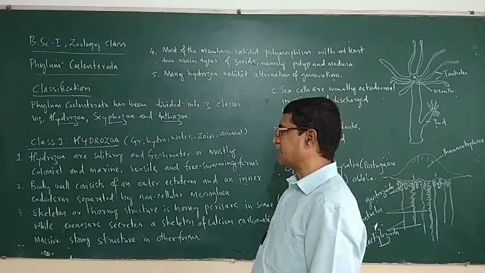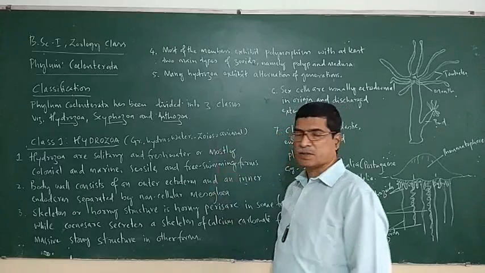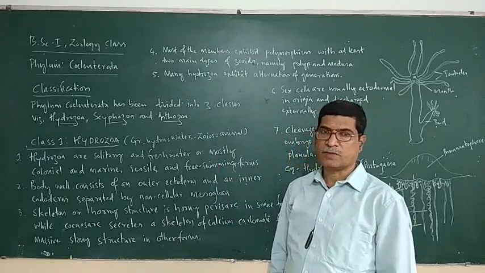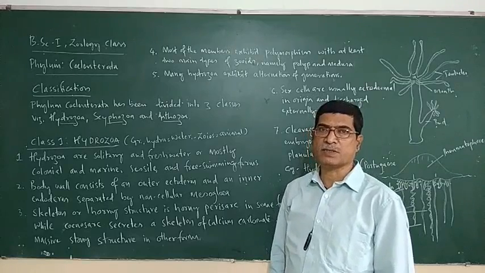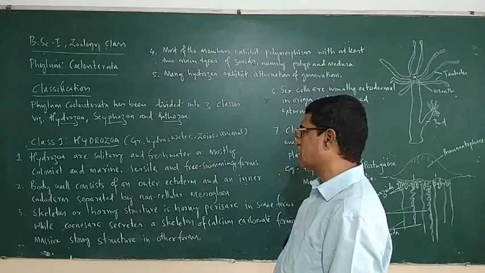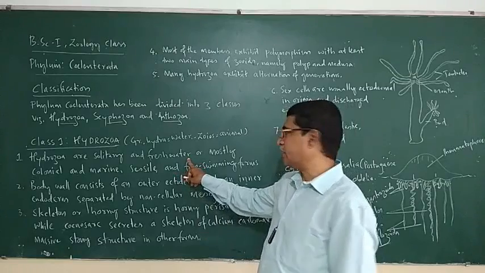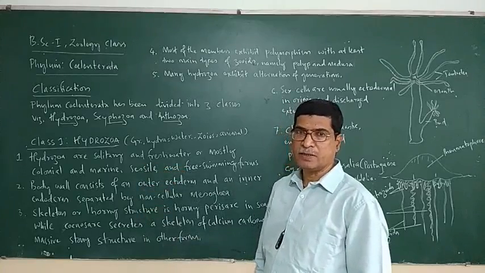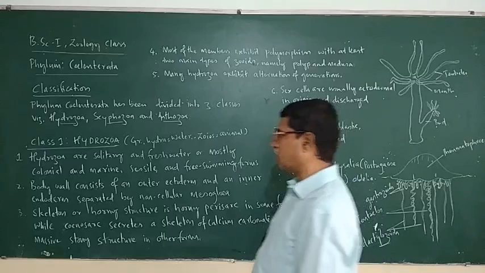The first class is Hydrozoa. In Greek language, Hydra refers to water, zoon means animal. Most of them are living in marine water, salt water. Very few members occur in freshwater bodies. Hydrozoa are solitary in freshwater, but mostly colonial in marine water. If they are living in marine water, they live in colonies.